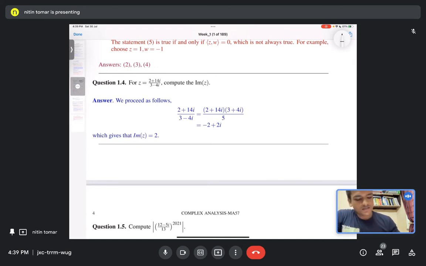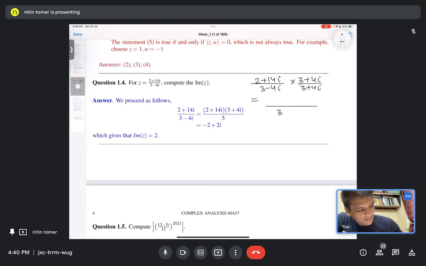Now the question is, if you have 2 plus 14 iota in the numerator and in the denominator 3 minus 4 iota, then what is the imaginary part of this particular complex number? You know the trick, right? You just rationalize it. This process is called rationalizing. And in the denominator you will have an a square minus b square type identity.